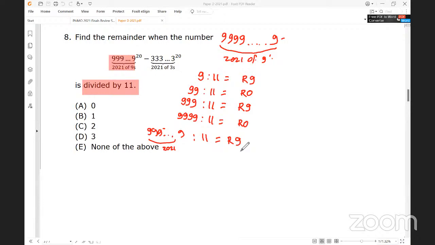Okay, and then we will do the 3. I will do the 3 with this one. See, don't do the power first. We will do the numbers first. So 3, 3, 3, 3, and so on. There are 2021 3s.